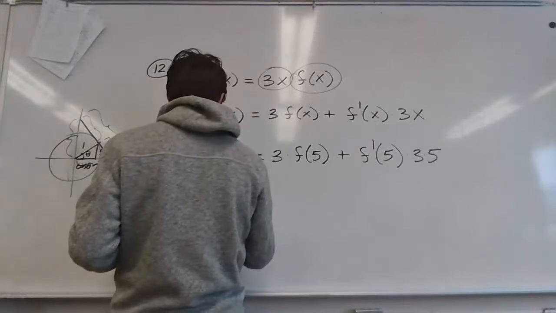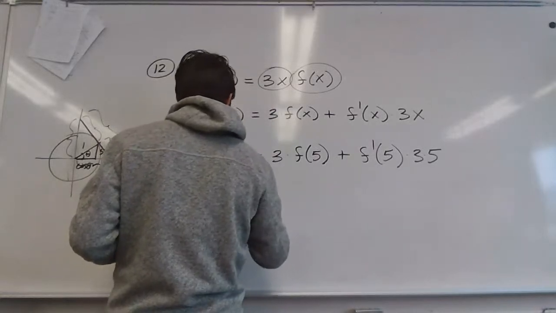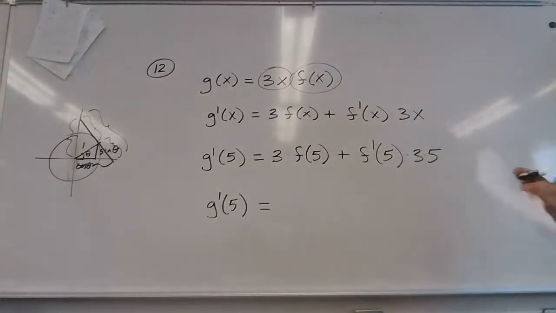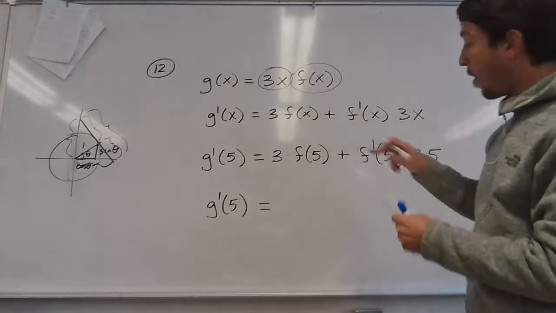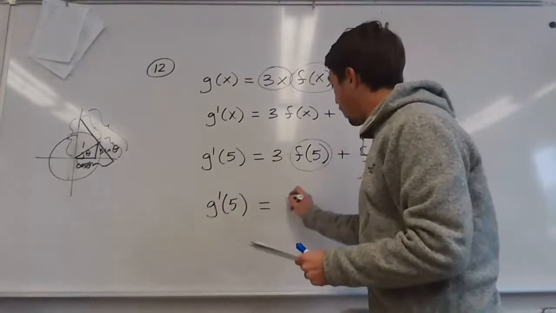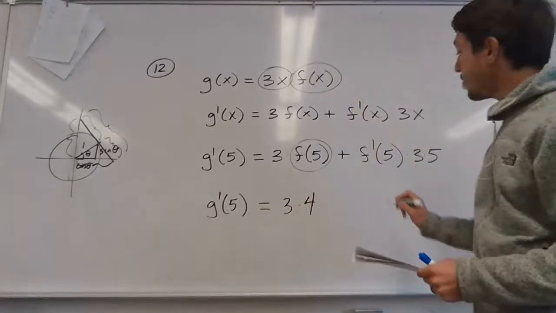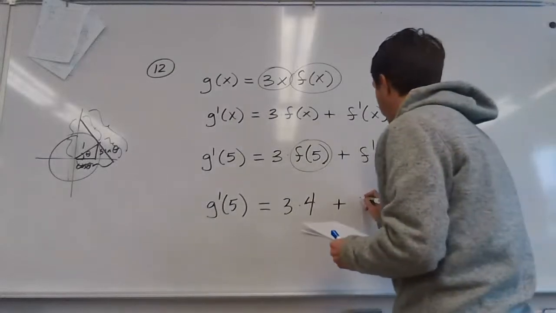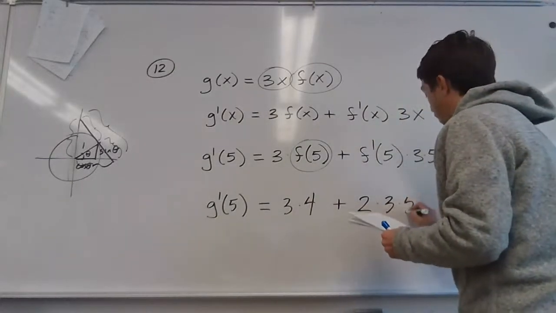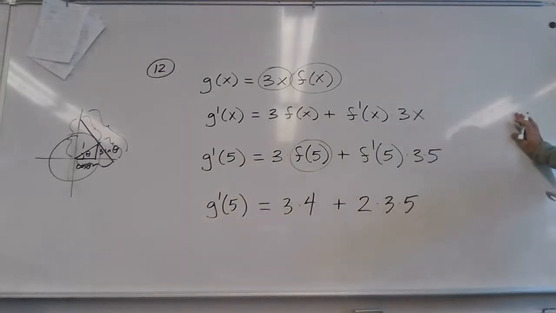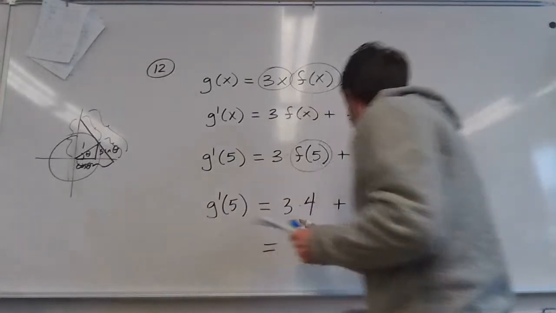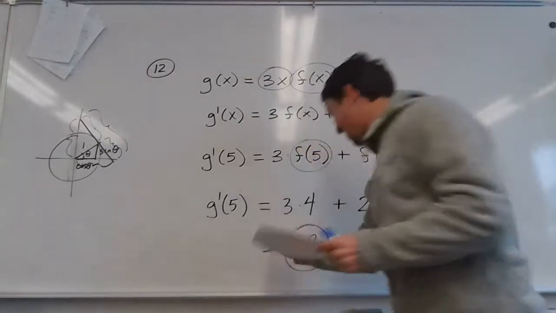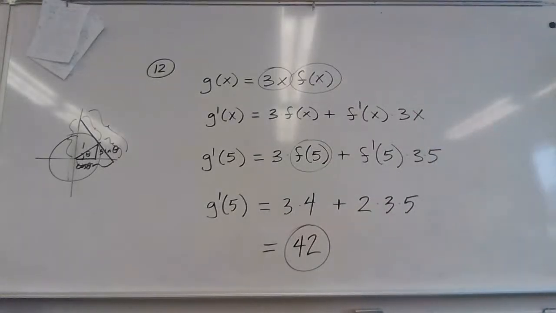Now, if there was no more information given, you couldn't do anything else. But they give us, in the problem, f of 5 is 4. So this number here is 4. So 3 times 4, plus, now f prime of 5, they tell us that's 2. And so we got everything we need. So it turns out the answer is 12 plus 30, 42! Amazing! I don't think that was on purpose or anything.